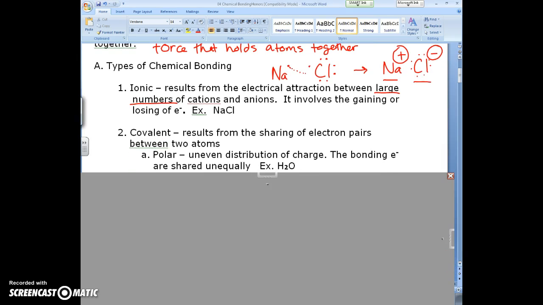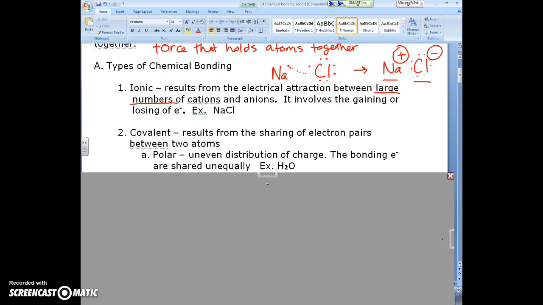If it is unequally shared, we call it polar covalent. You have an uneven distribution of charge, and the bonding electrons are shared unequally. Your classic example is water. I need you to go ahead and associate water with polar, polar, water. Later on when I start talking about polar things, you'll say like water, and I'll say yes, because water is polar. So with water, we've got 2 hydrogens bonded to an oxygen.